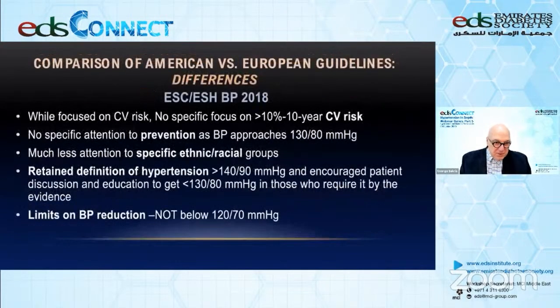Now, there are differences. The US guidelines focus a lot more on CV risk reduction than the European guidelines. Again, the US guidelines start therapy at 130 over 80, whereas the European guidelines start at 140 over 90. And as you can see, the definitions are different. The one thing that's interesting is not to get the pressure too low. The recommendation is not to be below 120 over 70 in the European guidelines.